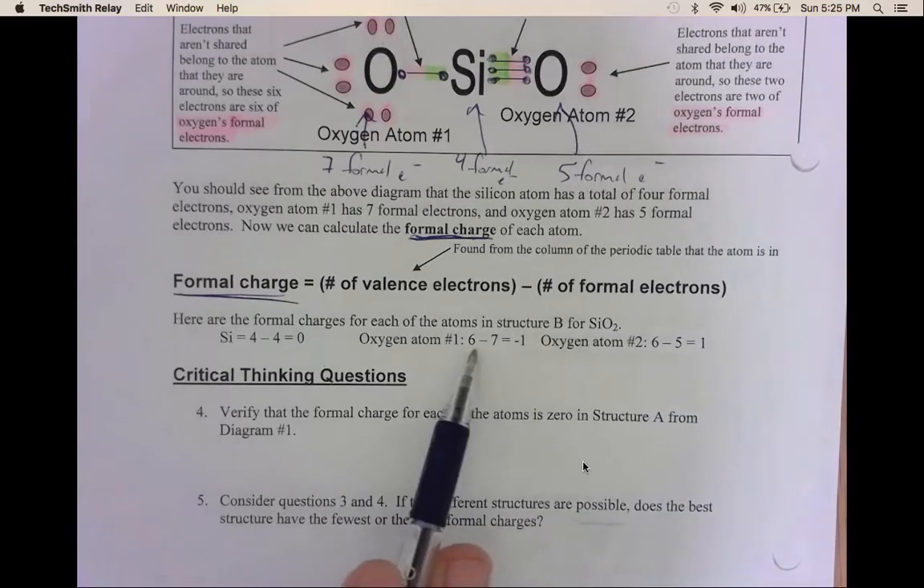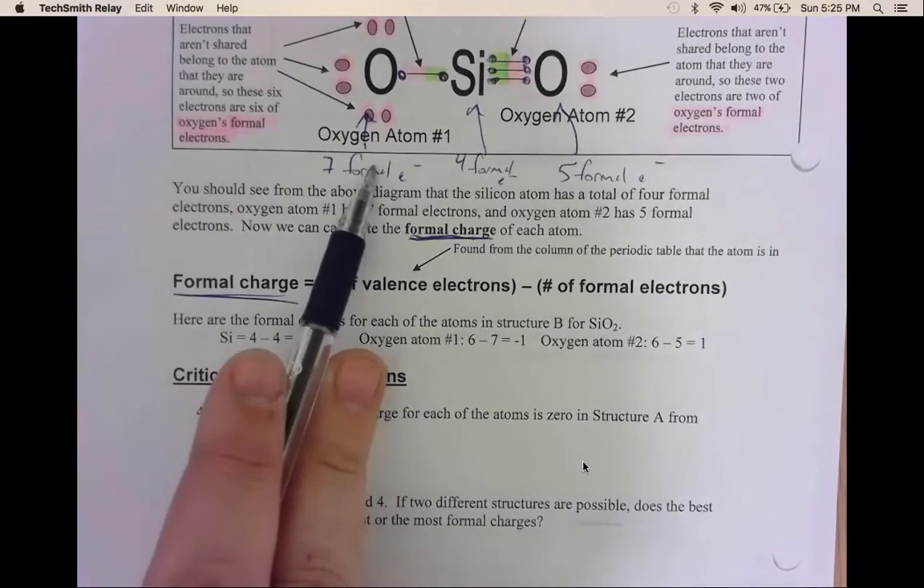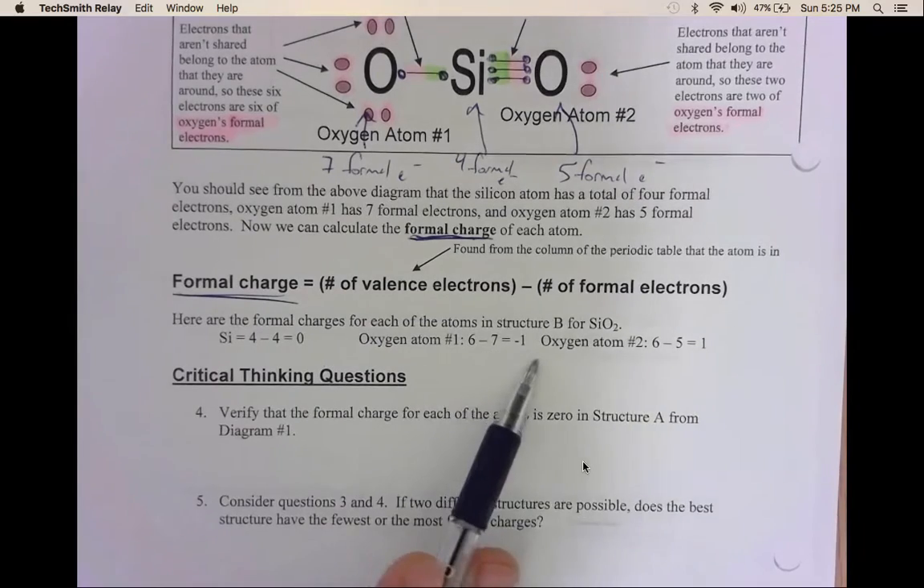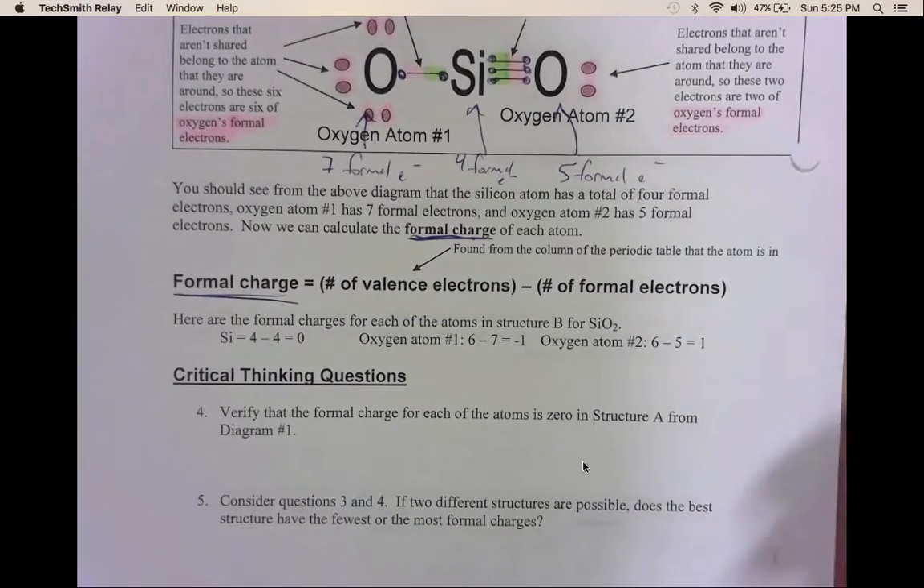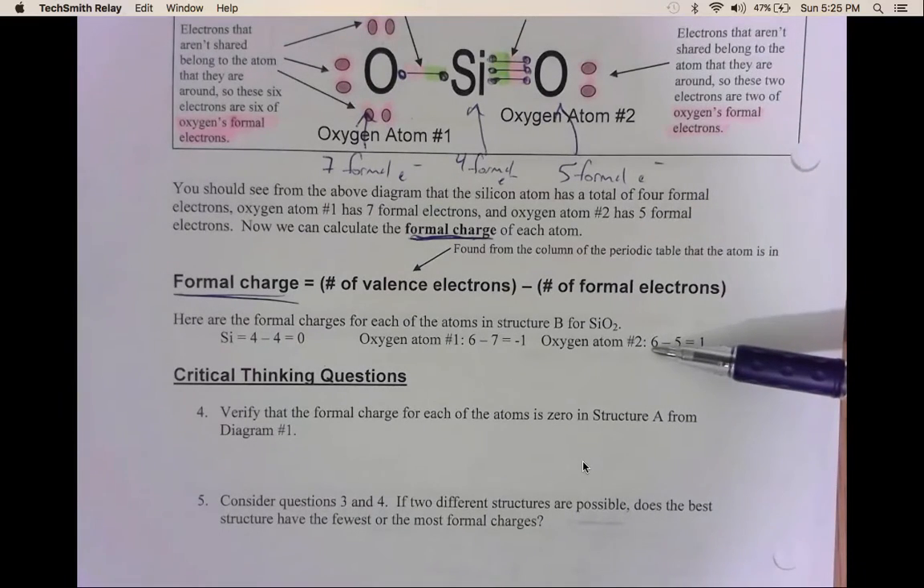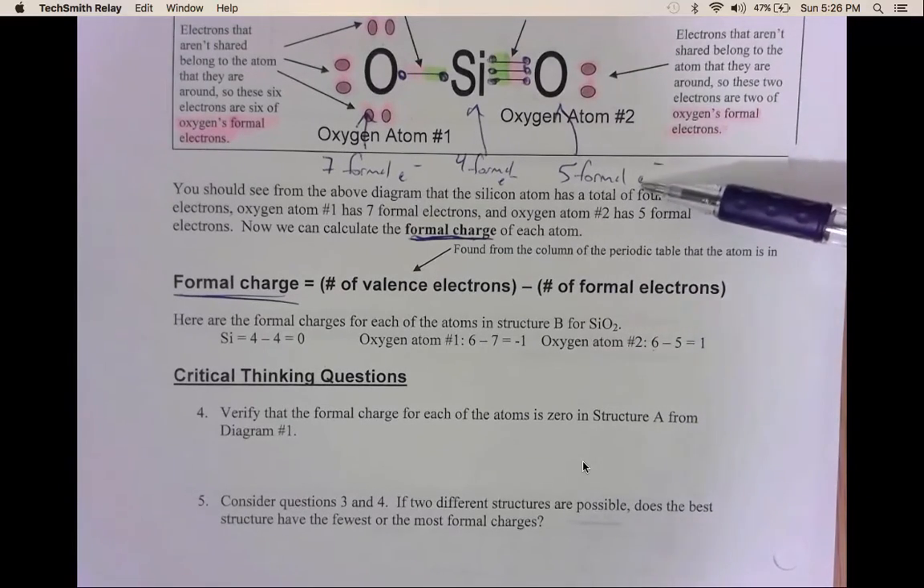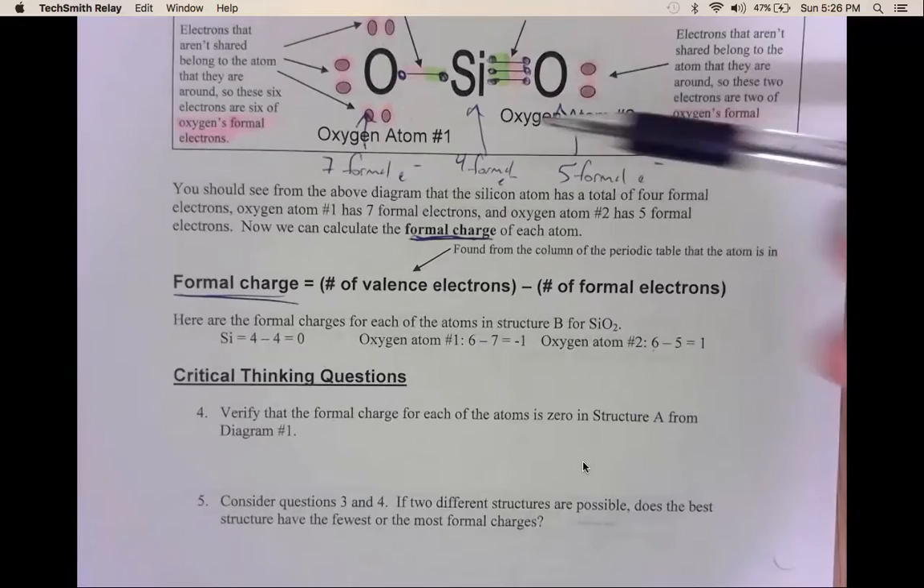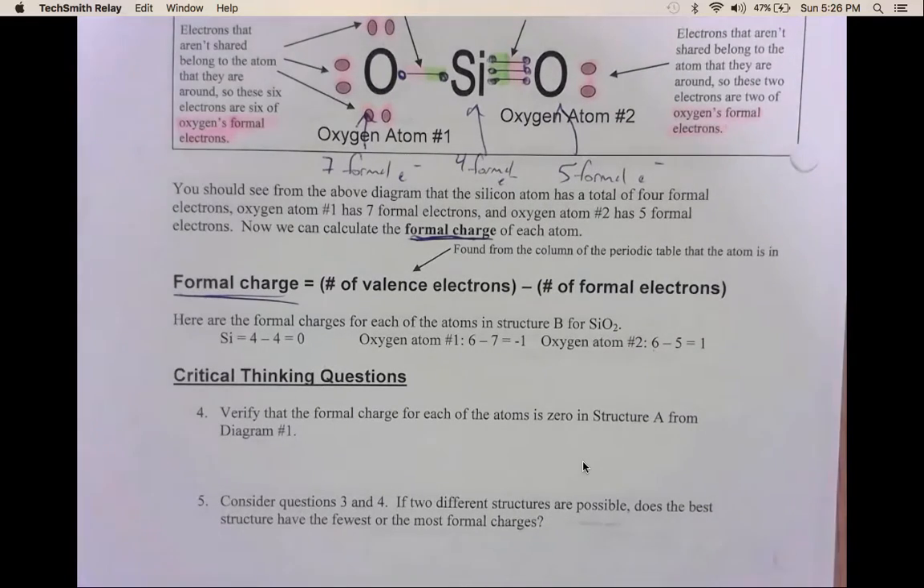So that's why you see 6 is the first number. And then oxygen atom number 1 has 7 formal electrons. So you see 6 minus 7, negative 1. Next, we can look at oxygen atom number 2. Oxygen atom number 2, again, has 6 valence electrons because of its group in the periodic table. And then it's subtracted by 5 because it has 5 formal electrons, the electrons surrounding it, to get a positive 1.